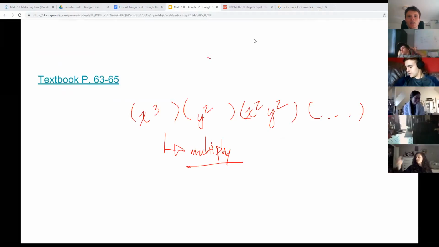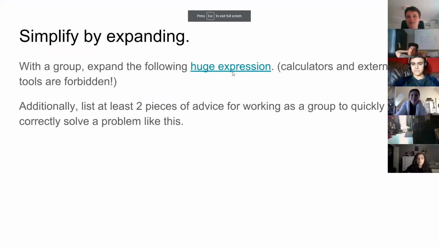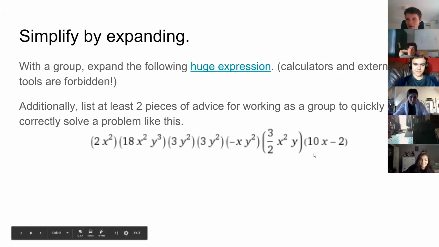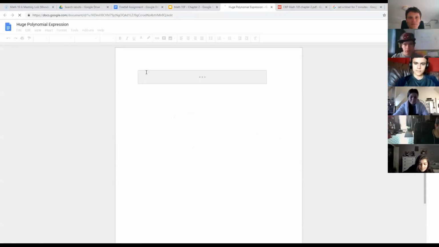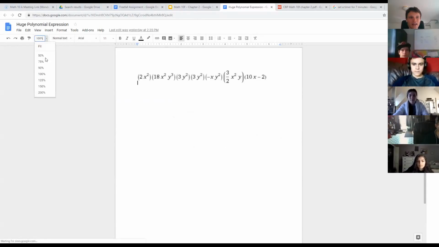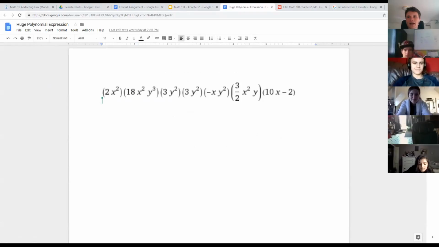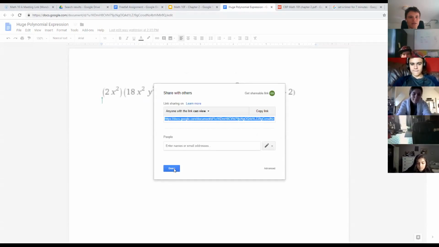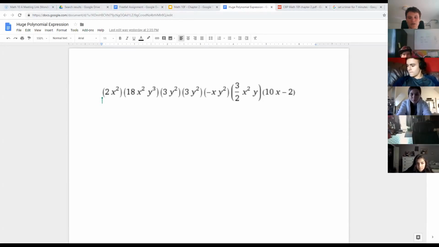All right. Let's clear this out. With the group, expand the following huge expression. Calculators and external tools are forbidden. Additionally, list at least 2 pieces of advice for working as a group to quickly and correctly solve a problem like this. Okay, this is it. It's pretty big. I'm going to open this up in a document as well, and then link it to you so that you can have it in front of you. Okay, done. You can't edit it, but you can click on it to open it. So please do click on it, because when I put you in a group, it's going to disappear from the screen.